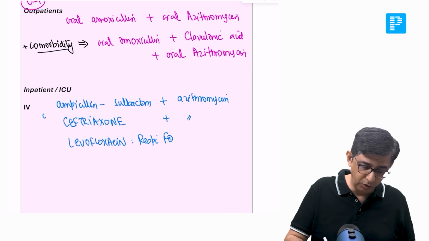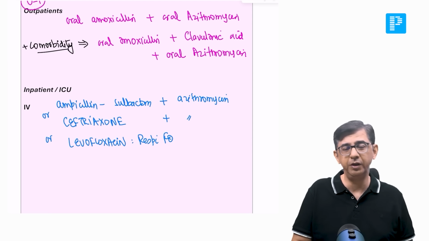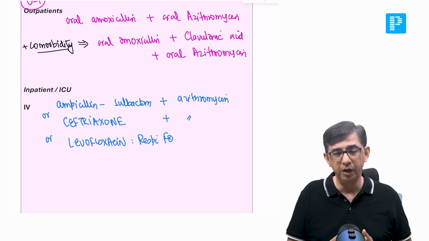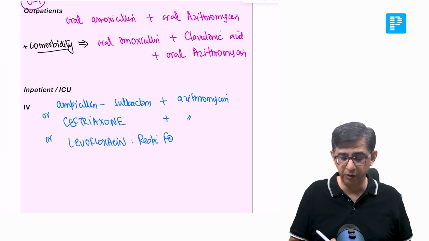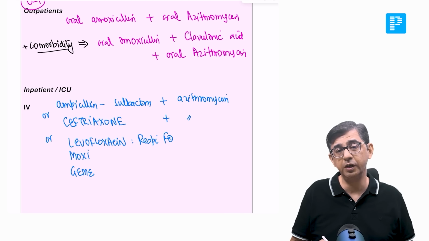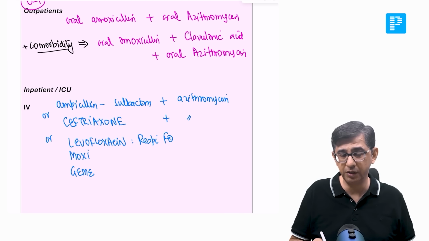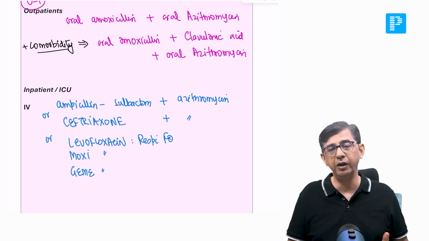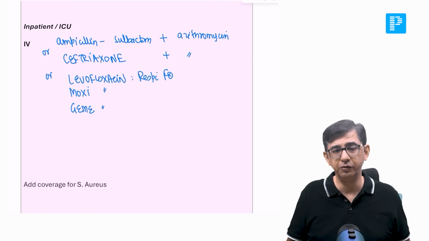So it is between these algorithms that I mentioned: ampicillin sulbactam with azithromycin, ceftriaxone with azithromycin, or respiratory fluoroquinolones like levofloxacin, moxifloxacin, or gemifloxacin. Mark my words, it's not gatifloxacin. That is for gram negative. It is moxifloxacin and gemifloxacin among the respiratory fluoroquinolones for the patient.